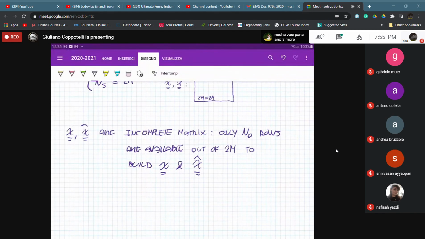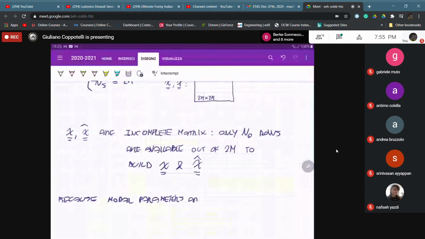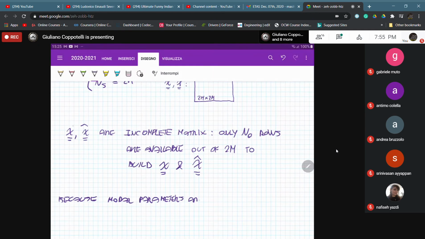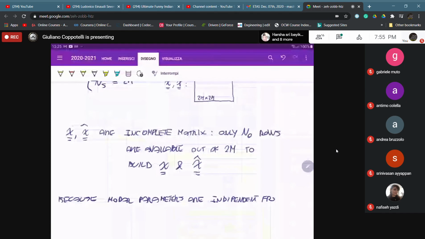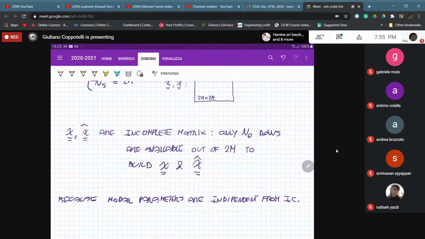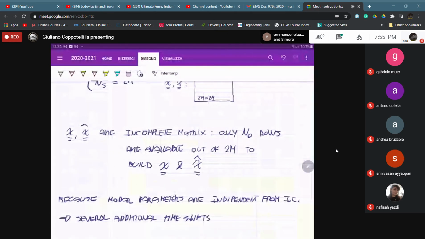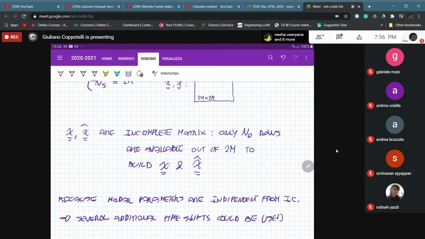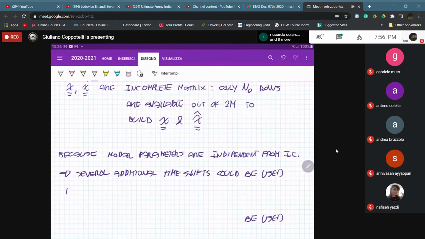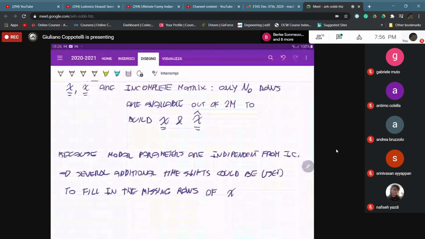Okay, so because modal parameters are independent from the initial conditions, several additional time shifts could be used to fill in the missing rows of both chi and hat chi matrices.